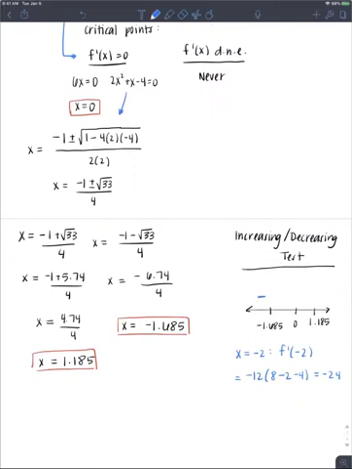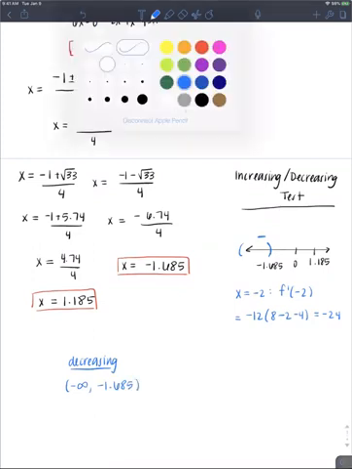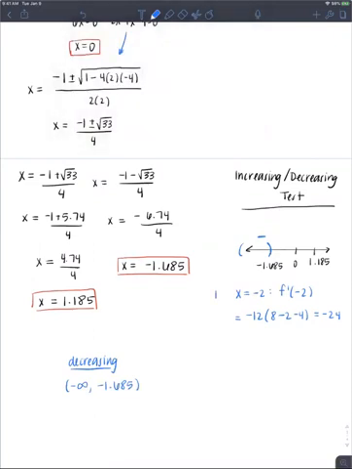From, where does this interval start? Actually, it should be this bracket. Negative infinity. Yeah, so that's the first one where we're decreasing. So decreasing, we have negative infinity to negative 1.685. That's probably not the only place where it's decreasing, right? So next I'll plug in, so this is 1.